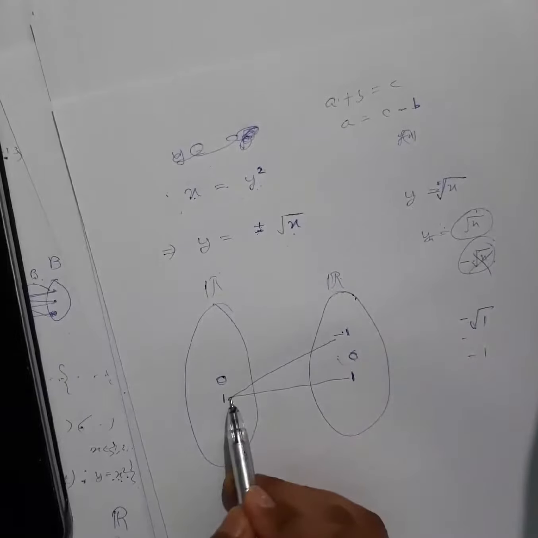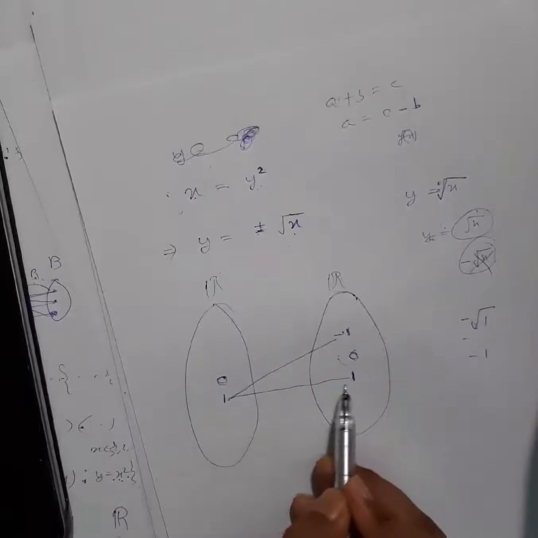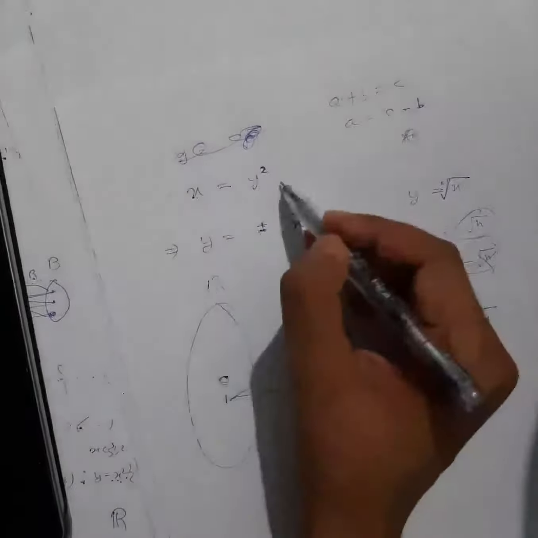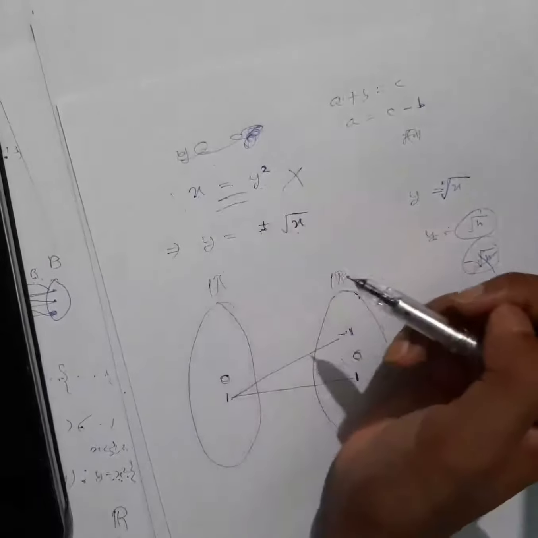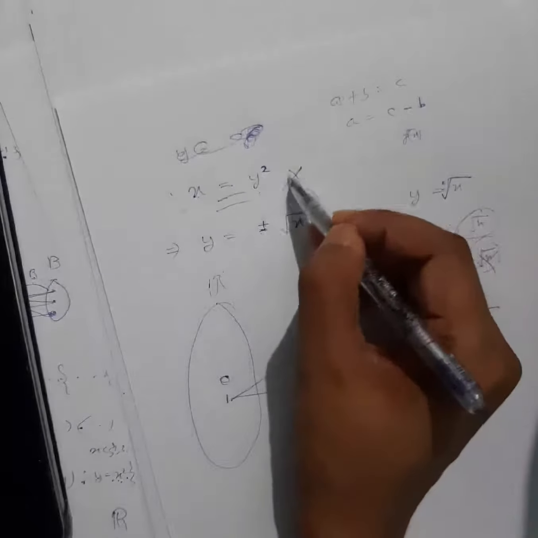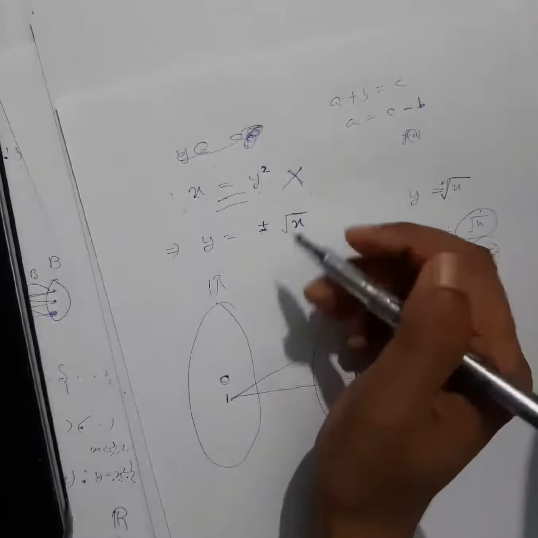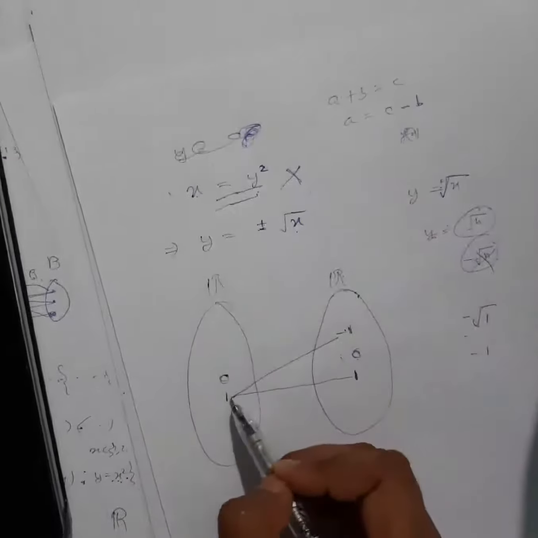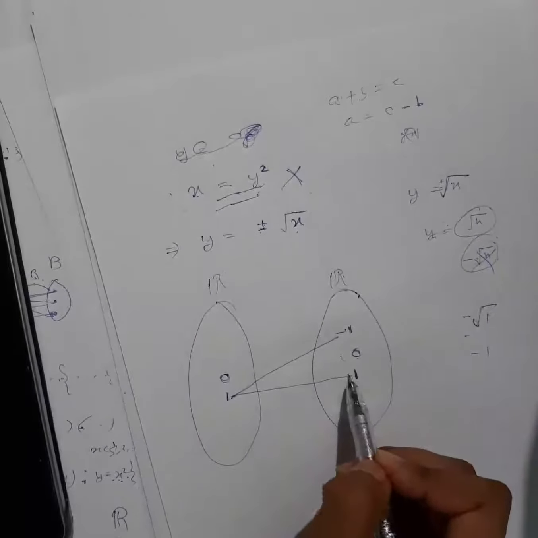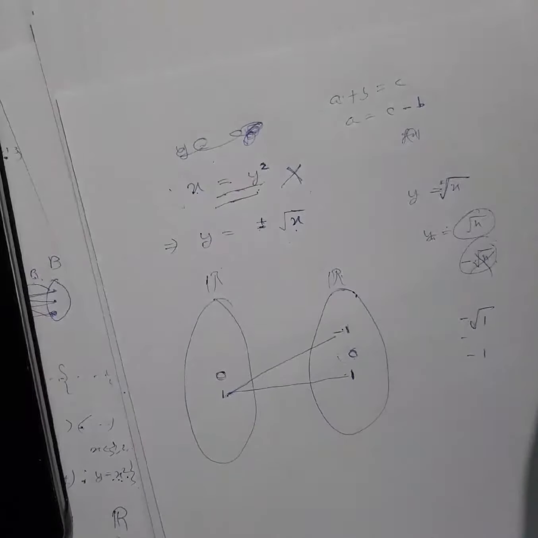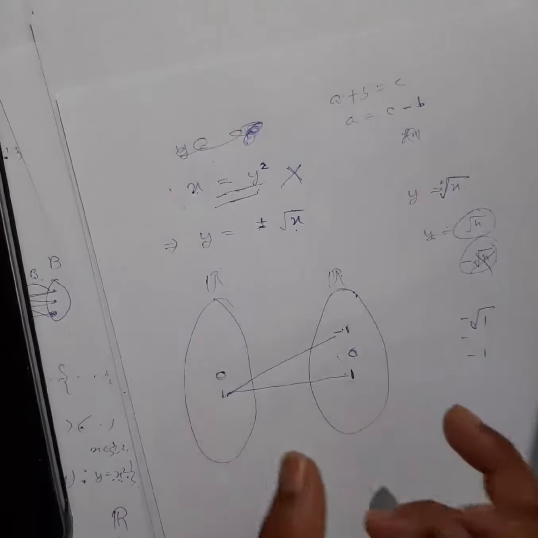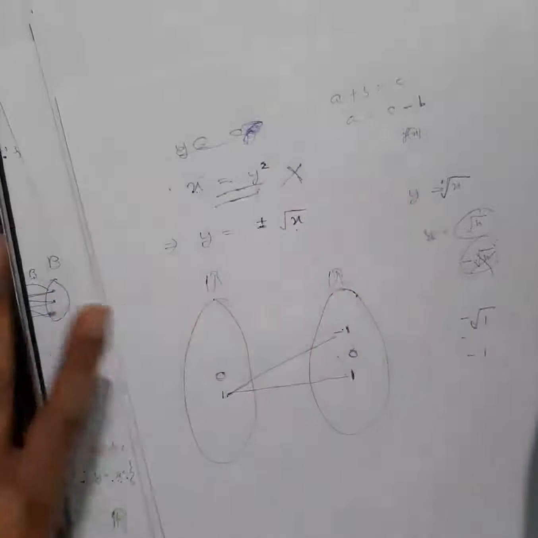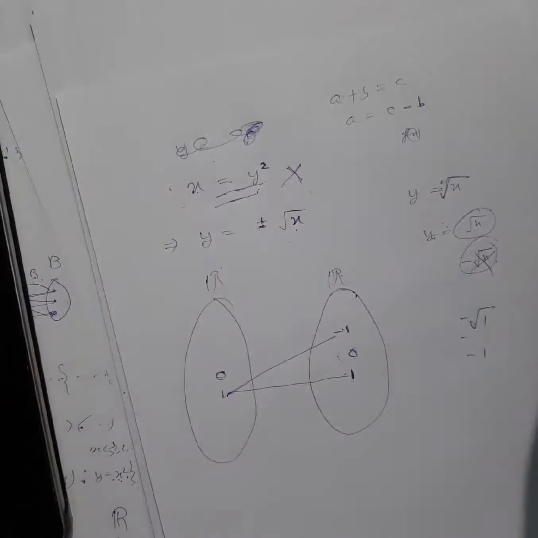Why? You can see same element is having two different images, okay? So that's why this relation is not a function. Clear? So this is how you have to check, okay? If you find any element is having two images, then it is not a function. So these are a few examples I have given. Now this same concept we will try to understand with the help of questions in the exercise.